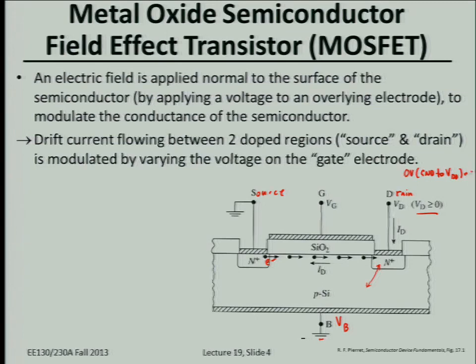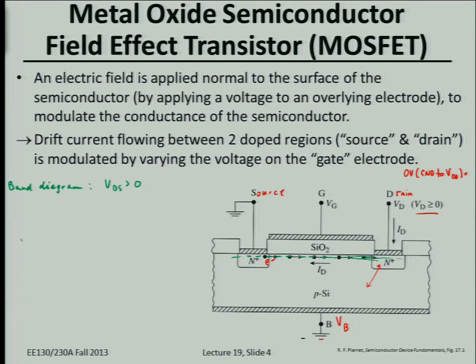Okay, so let's draw the energy band diagram for this structure. Let's draw the energy band diagram near the surface, along the surface, across the channel like this. Okay? So let's draw the band diagram, and let's assume that VDS is greater than 0. Okay, so the drain voltage is at a slightly higher voltage than the source voltage.